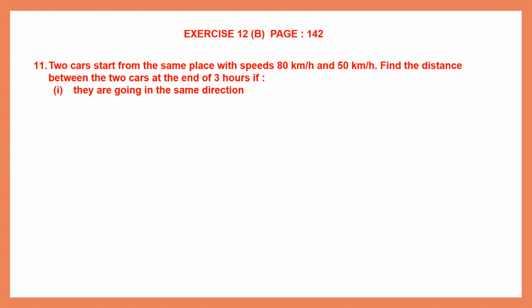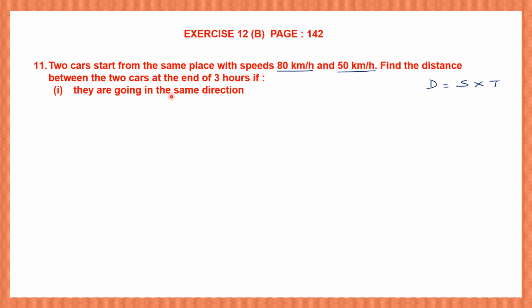Okay, now what is the formula to find distance? Distance is speed into time. Now here we've been given two speeds, isn't it? That means we have to find the relative speed. Okay, because here it says find the distance between the two cars at the end of 3 hours. So we have to find the relative speed. Only if we get that speed can we find distance, because time is already given to us.